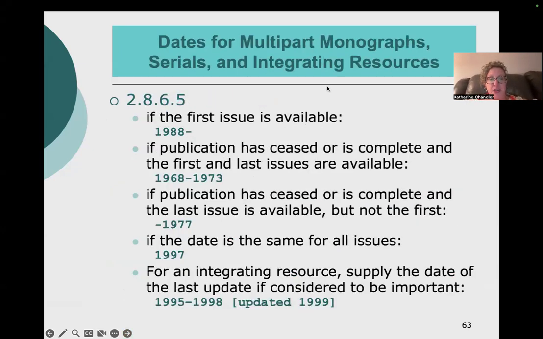2.8.6.5. So this is multi-part monographs, serials, and integrating resources. If the first issue is available, do it like 1988 dash. If it has ceased or is complete and the first and last issues are available, do it like this. If the publication has ceased or is complete and the last issue is available, but not the first, do it like this. If the date is the same for all issues, do it like this. If you have an integrating resource, supply the date of the last update if considered to be important, like this.